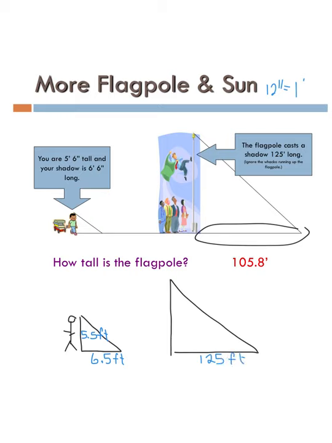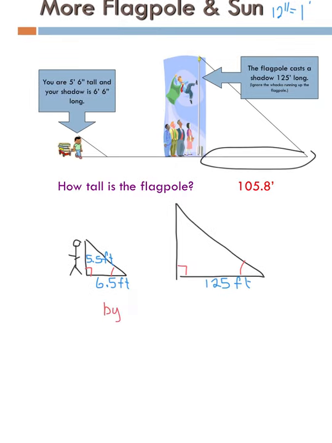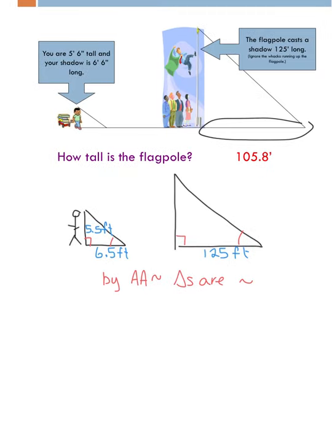So these are similar triangles because they both have the right angle, and then the angle of elevation to the sun is the same. So therefore, by AA similarity, the triangles are similar, right? So let's set up a proportion. There are multiple ways I could set up this proportion, but I have to stay consistent, okay? Consistency is the key. The thing that I'm looking for here is the height of the flagpole, so let's call that X. So now I could do 5.5, the height of the human, over the length of the human's shadow, equals the height of the flagpole over the flagpole's shadow.